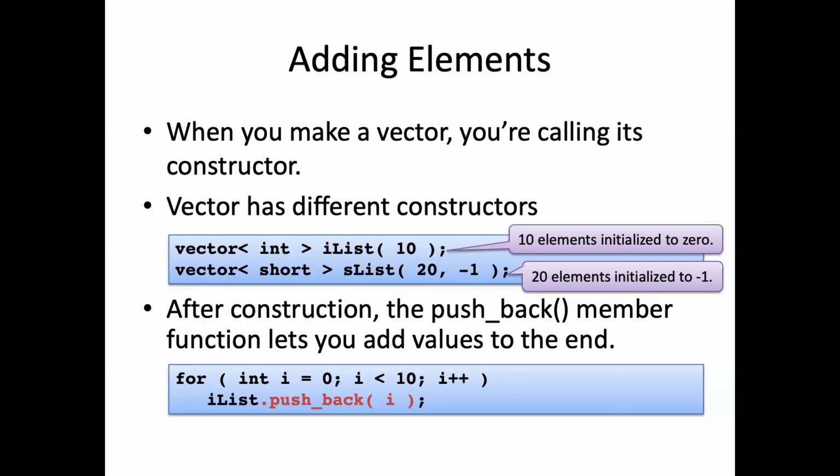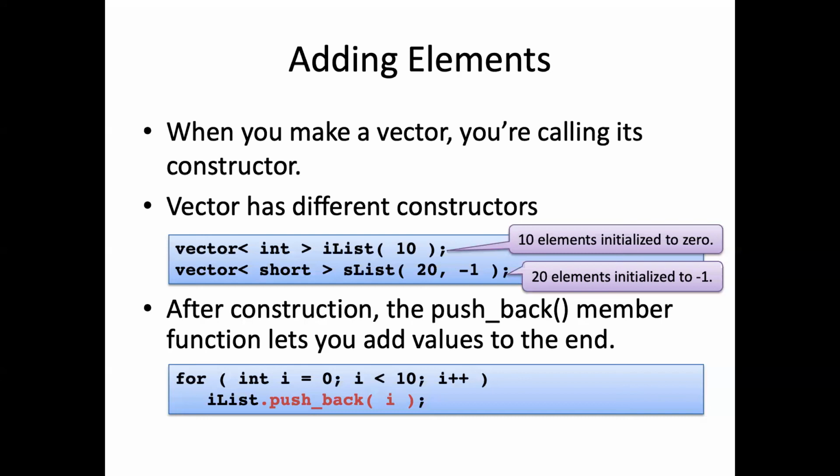If you want to pick a particular initialization value, there's a 2-parameter version of the constructor where you can say the size and what you want them each to be initialized to. So the second example makes a vector of shorts. It starts out with 20 elements, all of them initialized to 0.